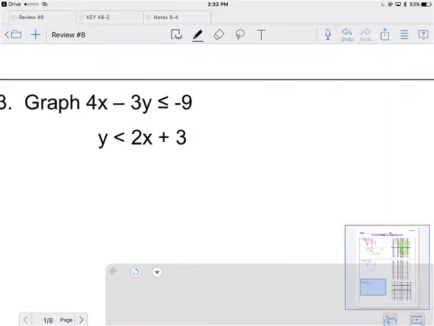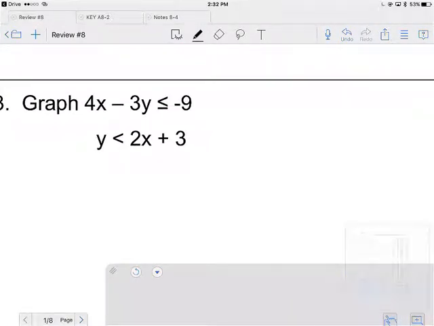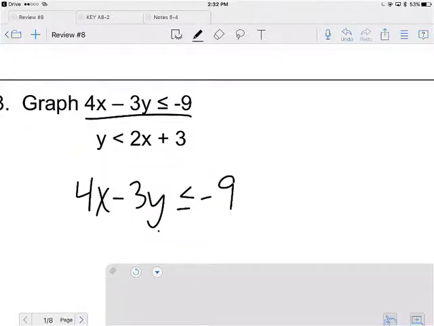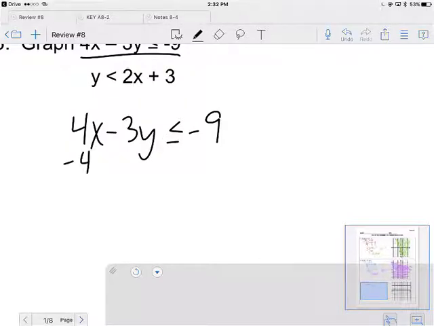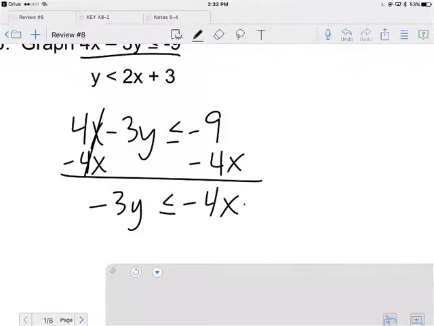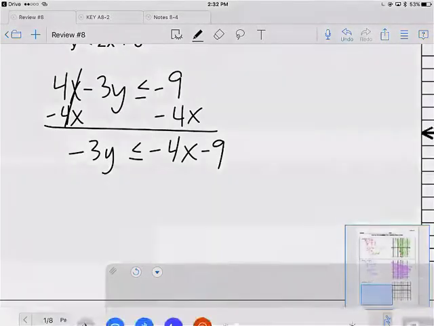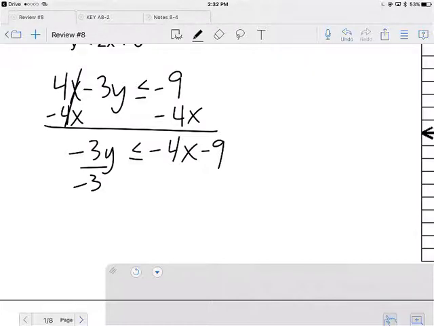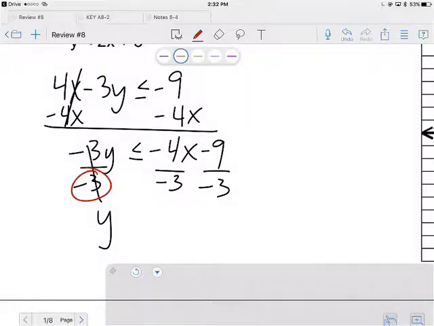For the last problem, I have two inequalities here. The first one I cannot graph until I solve, so I'm going to rewrite it down here and solve for y. So I move 4x to the other side through the opposite operation. And then divide everything by a negative 3. Because I have divided by a negative 3 here and here and here, I have to flip my sign.